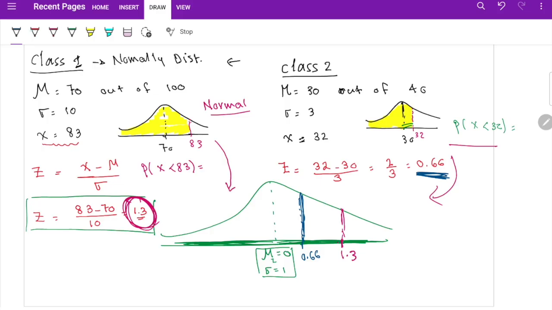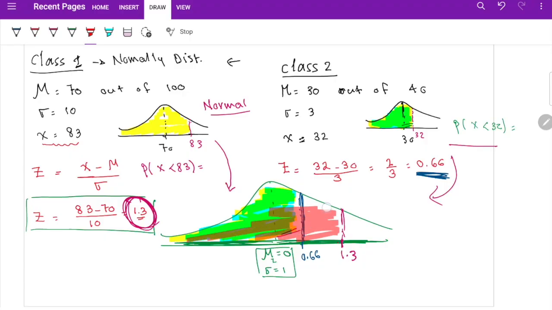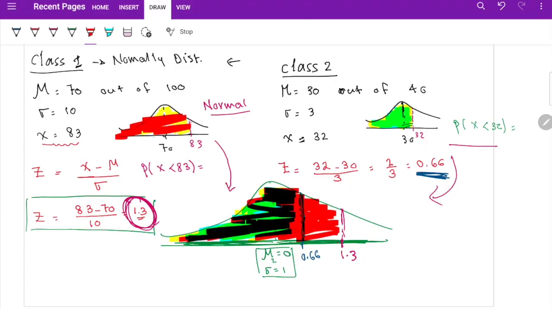I need to know this region, which is equivalent. This is important. Let me shade it in blue, which is equivalent to that region. Or you would like to know this region, which is equivalent to that one. So basically, if you would like to find the probability of x less than 83, it is exactly the same as, because this tells you that you are going to find the area under the curve in that curve, the same as finding the probability for z less than 1.3.